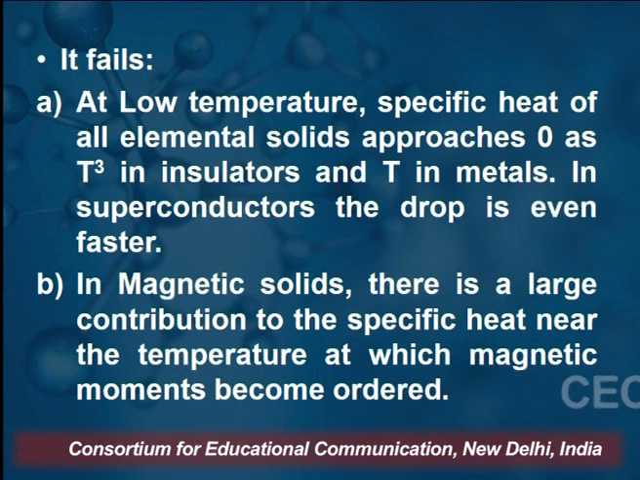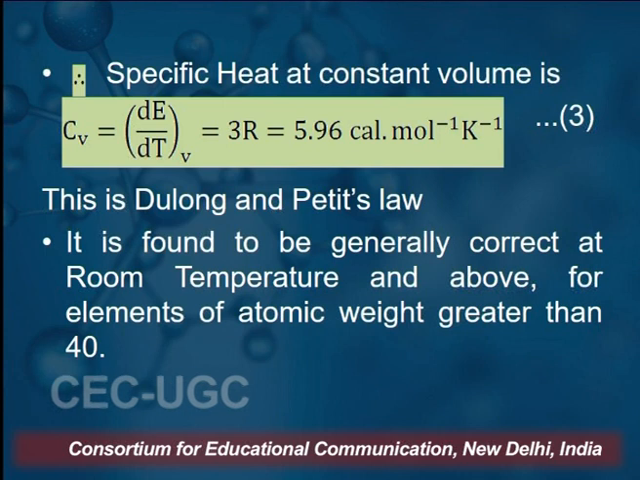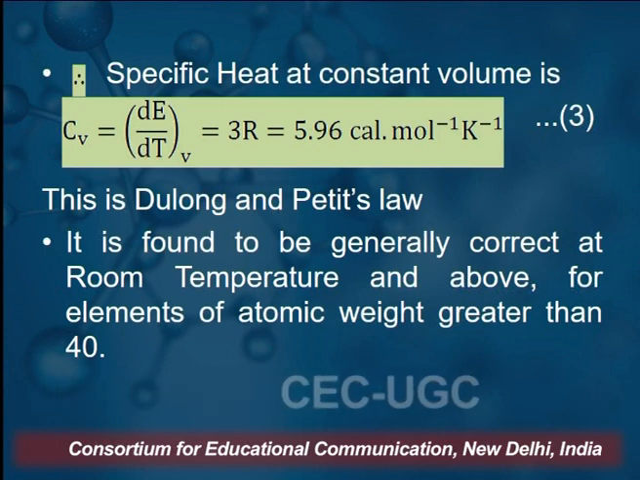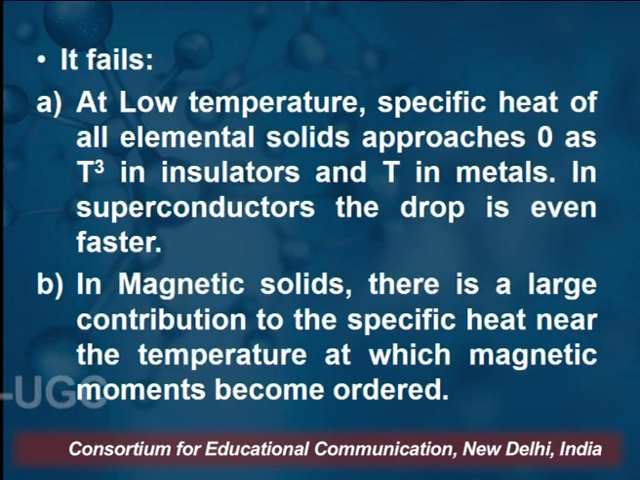Where it fails is at low temperature; at high temperature, it is okay. At room temperature and higher, we find that for atoms which have atomic weight greater than 40, specific heat is generally found to be around 3R. But its failure is in the low temperature range. The specific heat of all elemental solids approaches 0 as T cube for insulators and as T in metals. In superconductors, this drop is even faster.